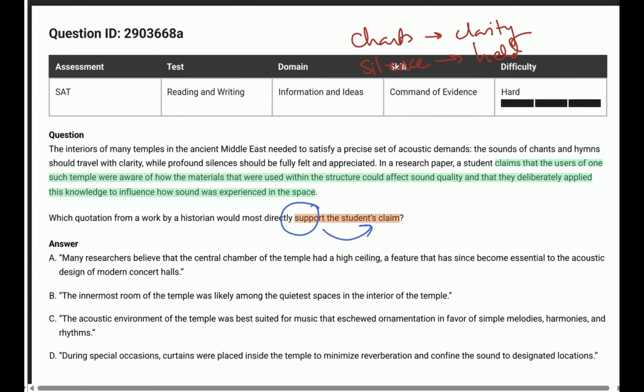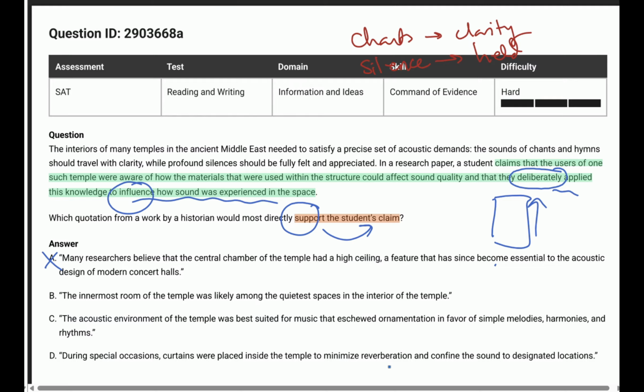Okay, so many researchers believe that the central chamber of the temple had a high ceiling, a feature that has since become essential to the acoustic design of modern concert halls. That's not what we're looking for. A lot of things in this claim are completely missing. Okay, good for you if the researchers think that this chamber had a high ceiling and this was a feature that helped it. Where is the deliberate knowledge applied in how things were experienced? Where is that deliberate act? Where is the fact that the people there back in the day were aware that the structures could affect sound quality? None of that information is here. And it's not a small detail, it's something very important and central to the student's claim. So this is not the right answer.